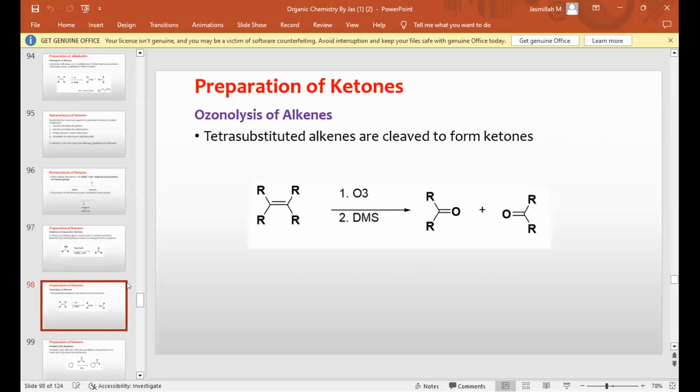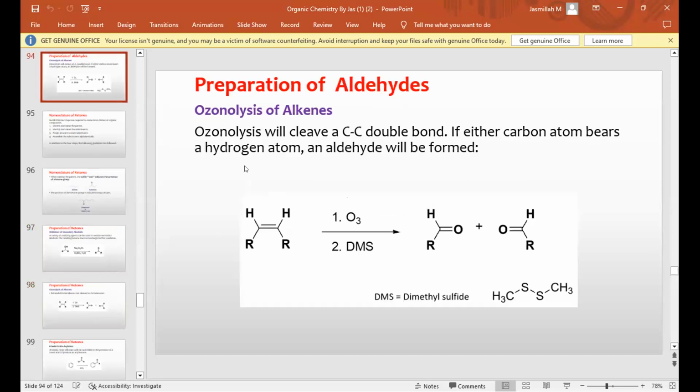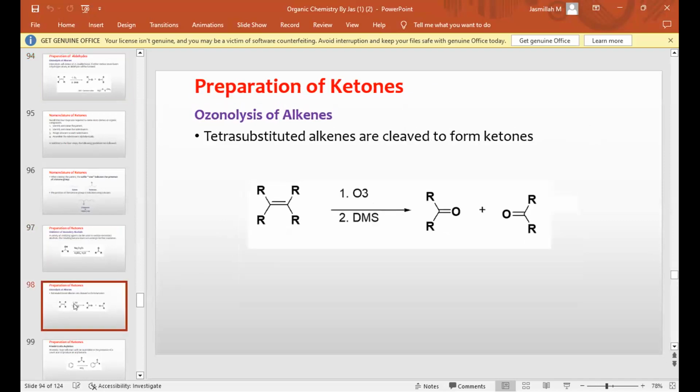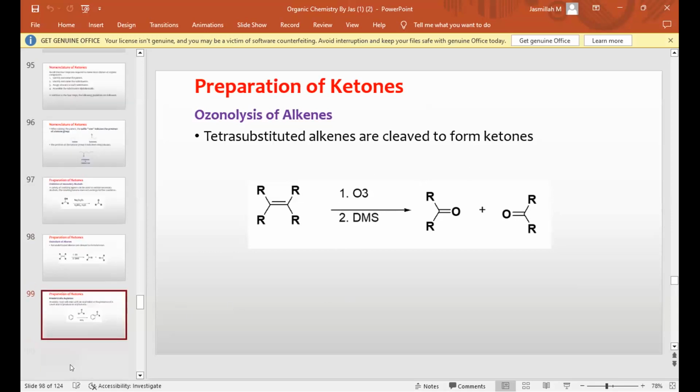Then another method is also ozonolysis of tetrasubstituted alkenes. Unlike here, where this is more of a disubstituted alkene, and even a cis alkene, when we want to prepare a ketone, we should have a tetrasubstituted alkene. So in the presence of ozone and dimethyl sulfide, it will give us a ketone.